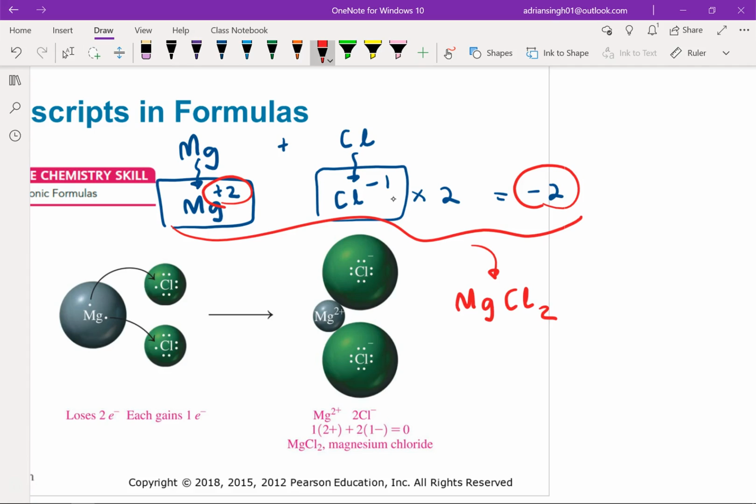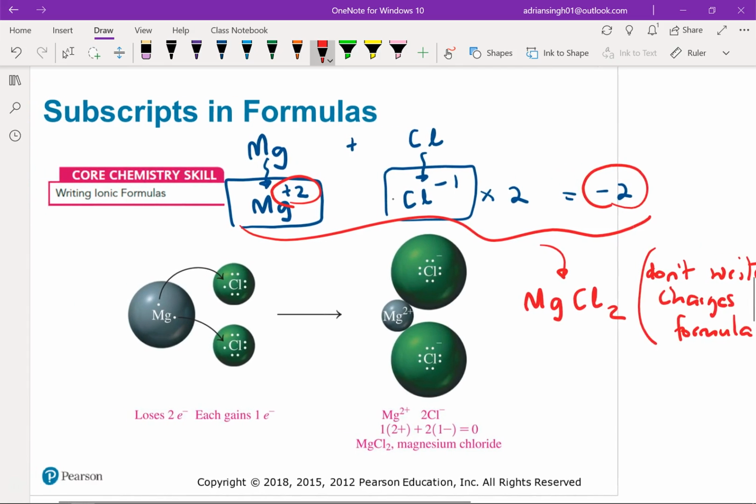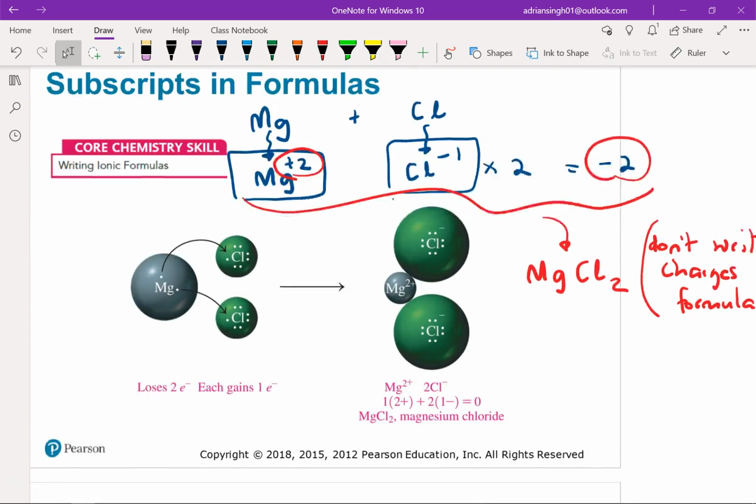You'll notice here when you write the chemical formula, we don't write the charges in the formula, right? We omit those. We just write the symbol and then the subscript that tell us the ratio of the cation to the anion.